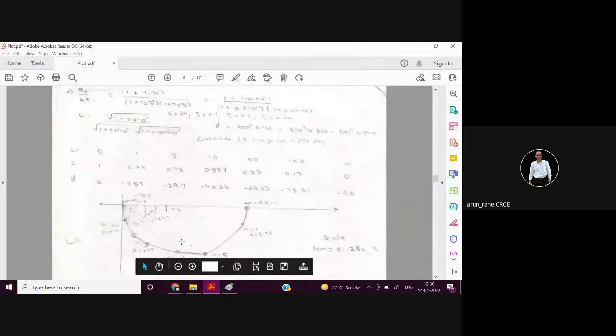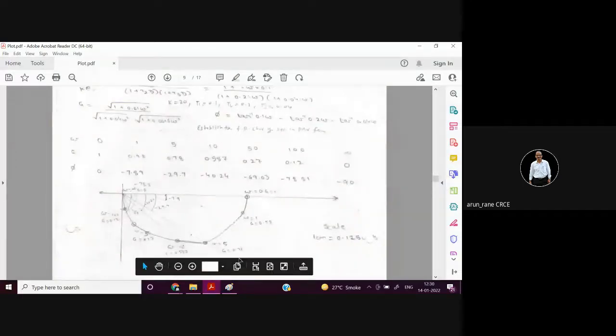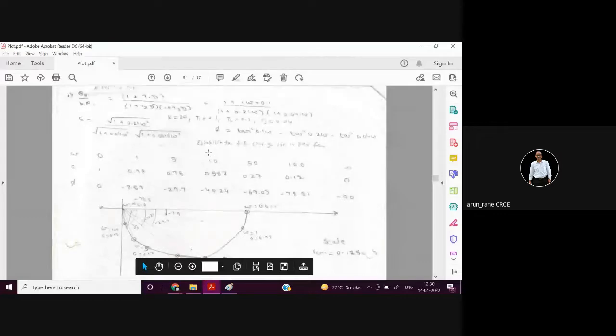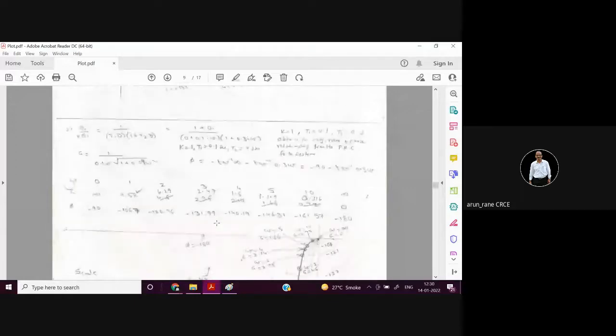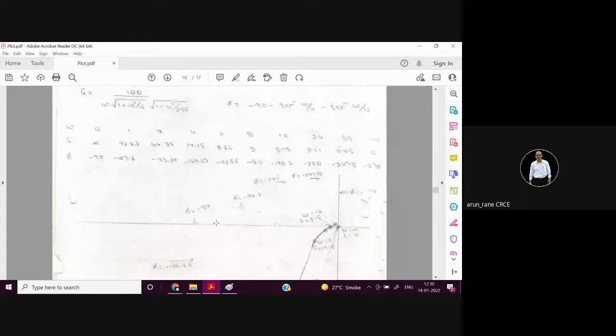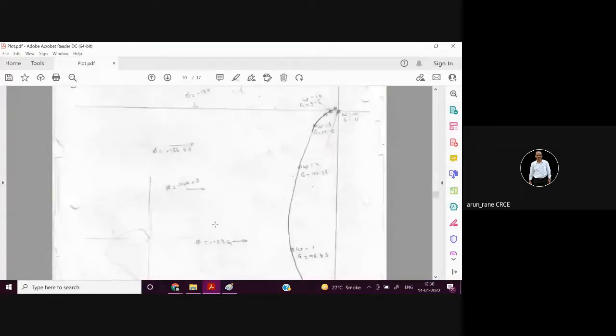Effectively this will be first degree, so it will be in this quadrant. This you can practice, and this is properly done here. Here the values of k are also given. Similarly, you can practice this also. This is also properly done. I will upload this as an assignment, so you have to practice this.